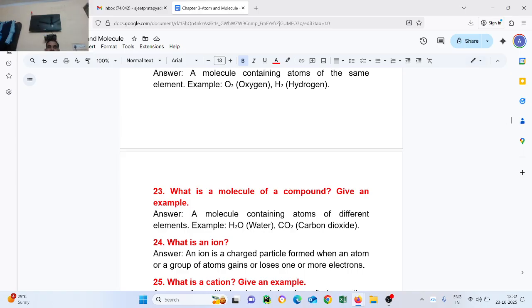Question number 23. What is a molecule of a compound? Give an example. A molecule containing atoms of different elements. Example: H2O, water, carbon dioxide.